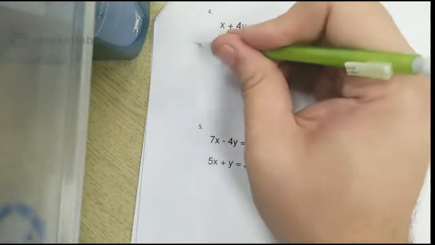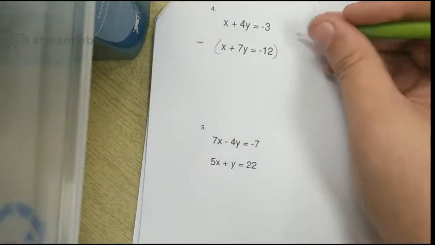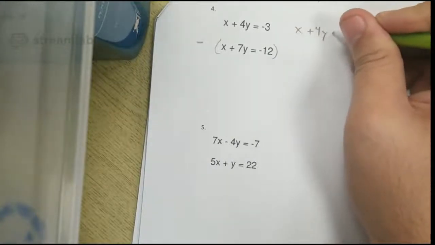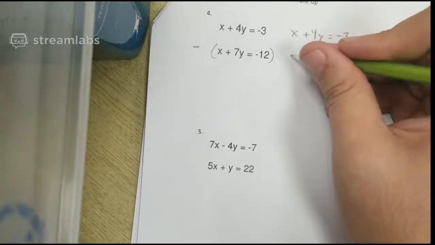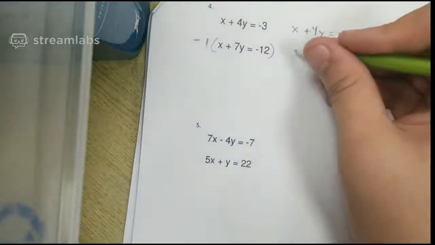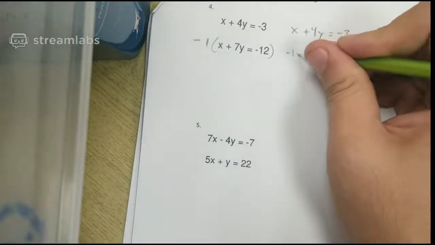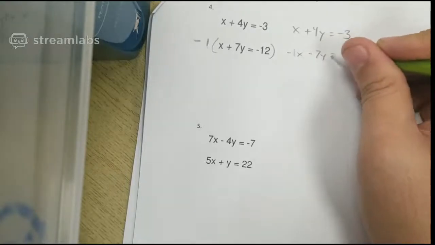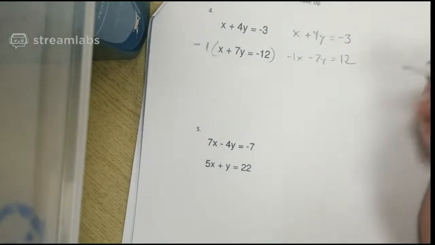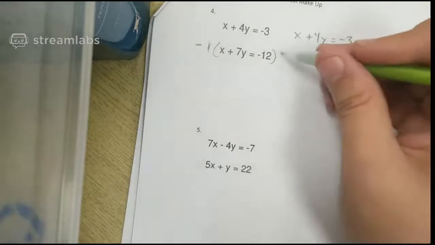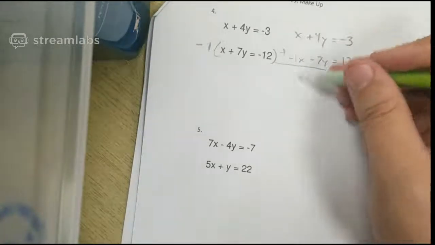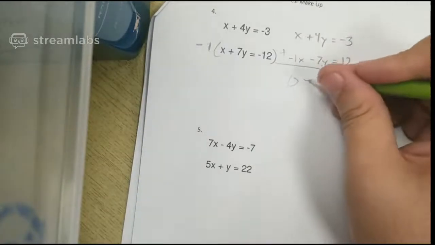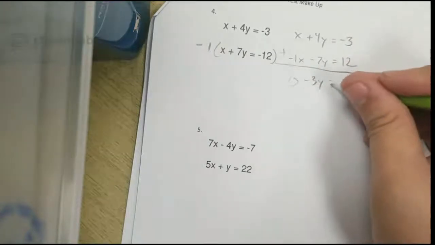Let's multiply it again with negative 1. You could multiply the top by negative 1, by the way. It doesn't matter. So x plus 4y equals negative 3. And this is going to be multiplied by negative 1. Negative 1x, minus 7y equals positive 12. All right, let's vertically add. 0 minus 3y equals 9.